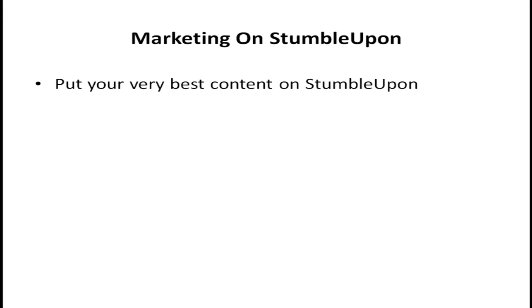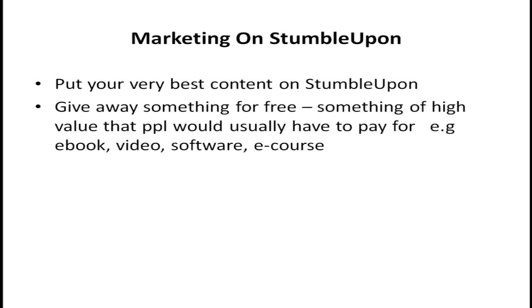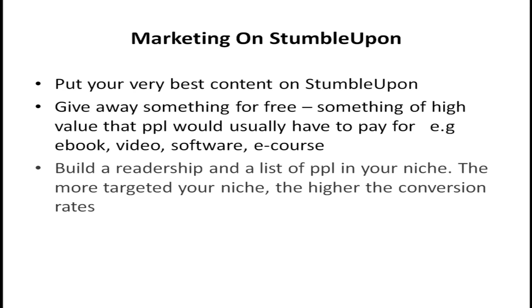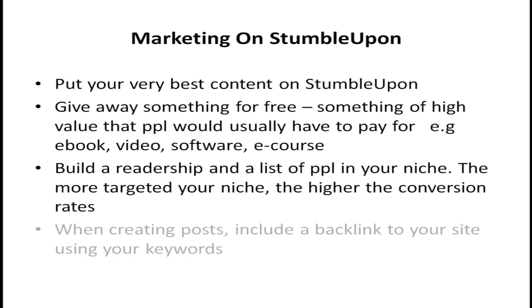Marketing on Stumbleupon. Put your very best content on Stumbleupon. Give away something for free, something of high value that people would usually have to pay for, for example, an ebook, a video course, a software, or an e-course. Build a readership, a list of people who follow you in your niche. The more targeted your niche, the higher the conversion rates are going to be. And when creating your posts, include a backlink to your site using your keywords.